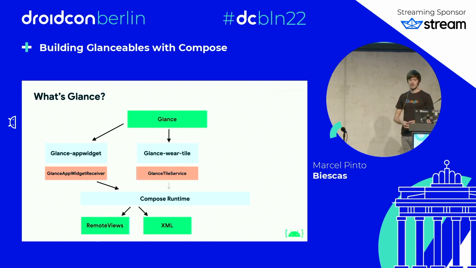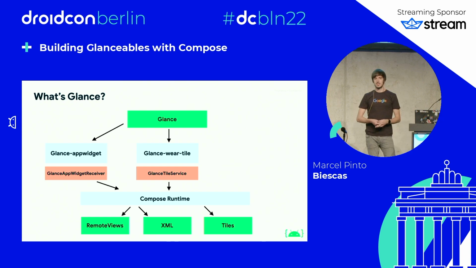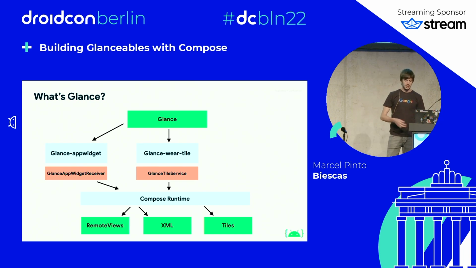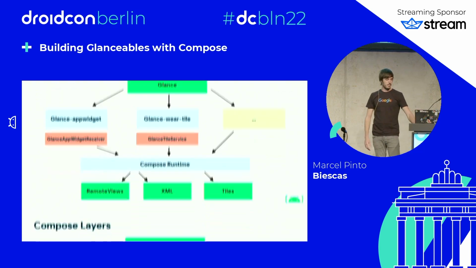Similar for tiles, we created another module that will implement the common composables and expand it to some specific Wear tiles. Then, using the Compose runtime, we'll translate this definition into the actual tiles language and display it on the Wear. We will be exploring other types of surfaces as well, but for now, we will mainly focus on this one. And for today, my priority will be talking about app widgets.